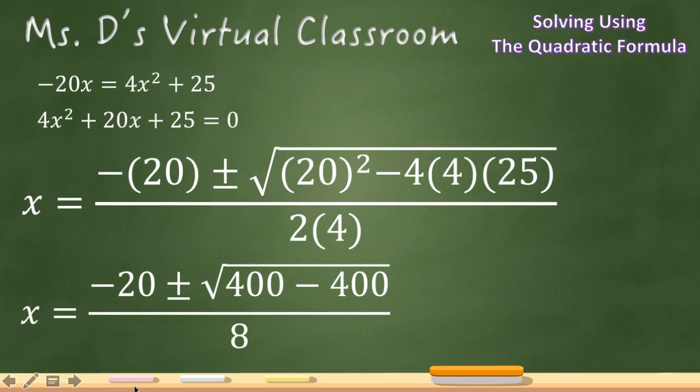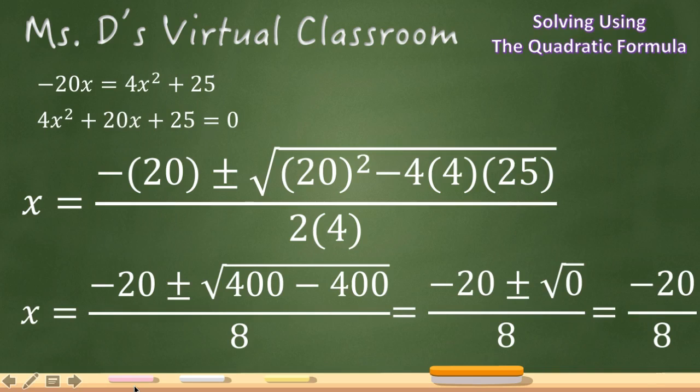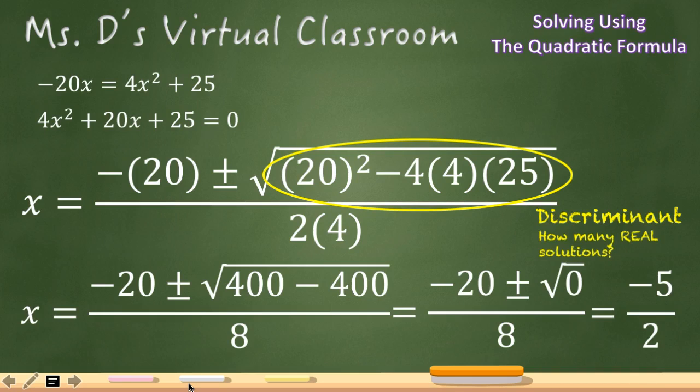As you can see, the square root portion becomes 0, and we're left with negative 20 over 8, which is negative 5 over 2. The portion under the square root has a special name, the discriminant. The discriminant lets us know how many real solutions you should have. If your discriminant turns out to be 0, like in this case, you will only have one real solution. If your discriminant is greater than 0, like in the previous example, you will have two solutions.